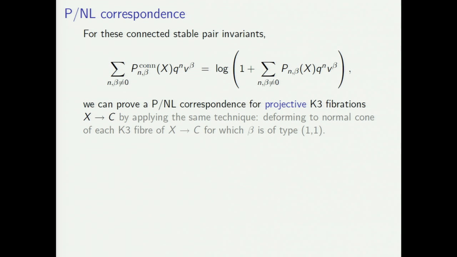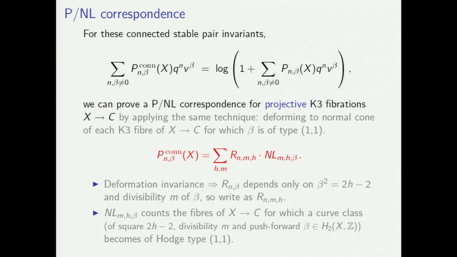So you bubble it off in the way I said before. So you just do the same thing many times to many fibers across your X, and you get this formula. I'm not going to go through all this; you can look in the paper. But roughly speaking, it's what you think it is. It says that curves in X are curves in S, these are the K3 invariants, times the number of S's, the number of fibers, which have a class beta of type (1,1). All right? Yes?